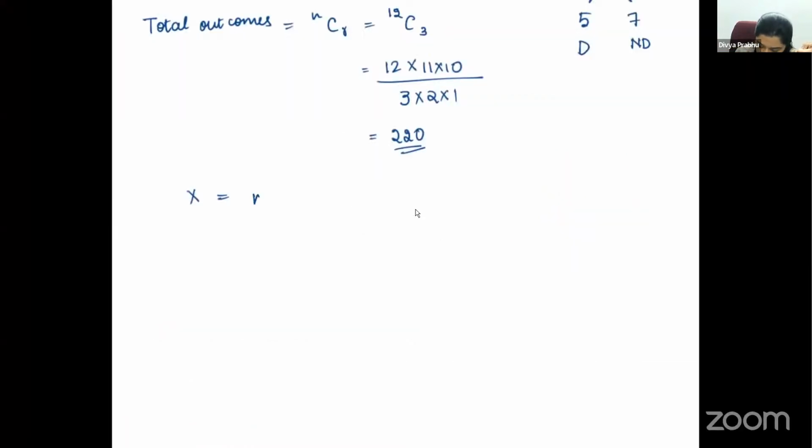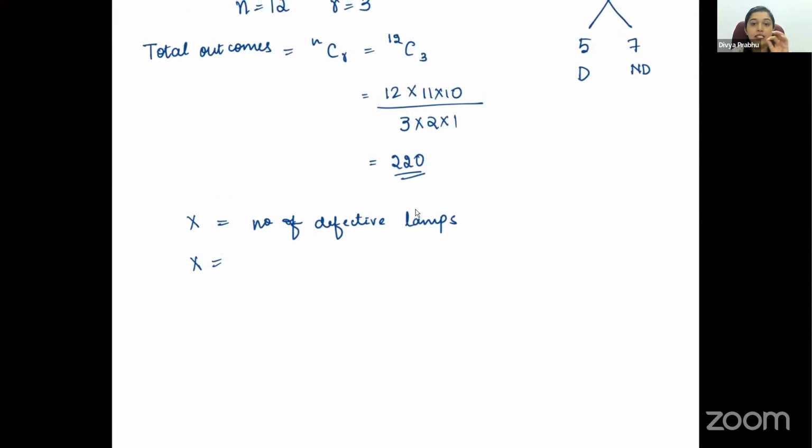So my X will be the number of defective lamps. Now, we have to assume the different values X can assume. Defective lamps can be 0 lamps, correct? There can be 0 defective lamps. So I start with 0. Can it be -1? Not possible, correct? I start with 0. There can be 1 defective lamp? Yes. There can be 2 defective lamps? Yes.